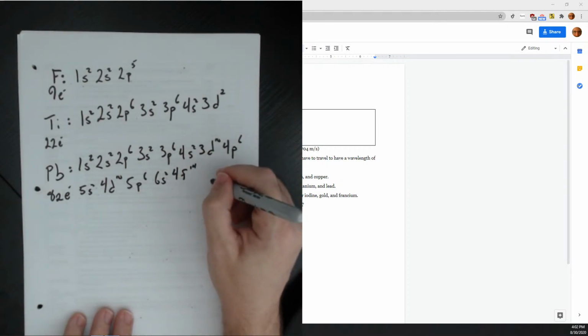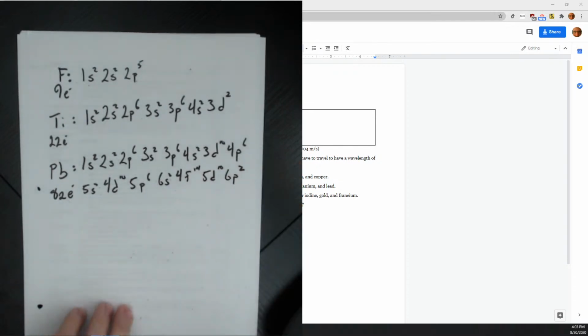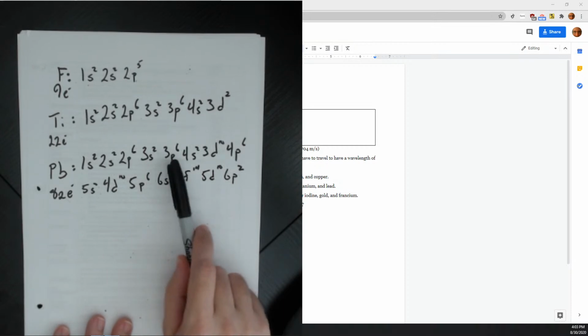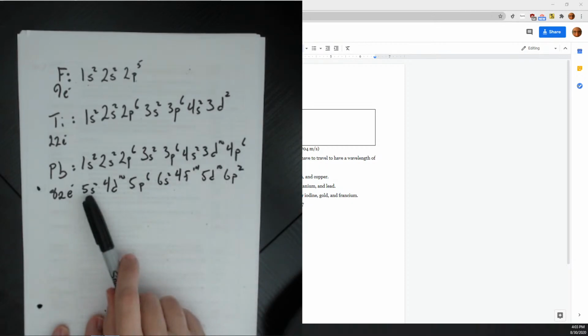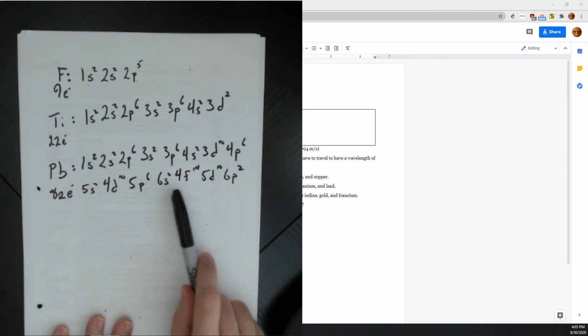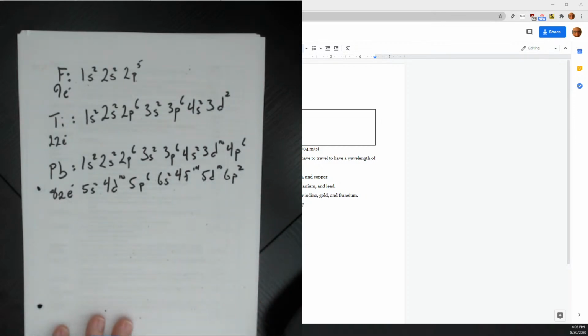All right. So 5d10, 6p2. So that is the electron configuration for lead. 2, 4, 10, 12, 18, 20, 30, 36, 38, 48, 54, 56, 70, 80, 82.